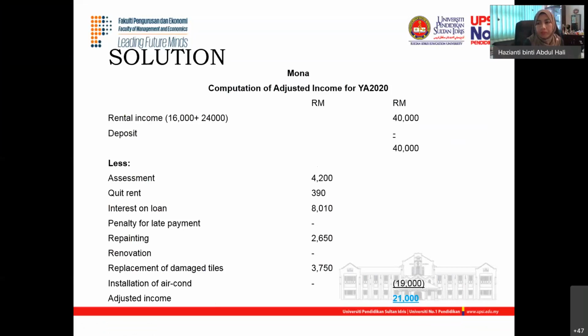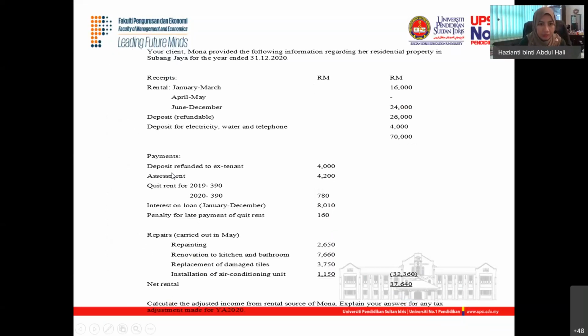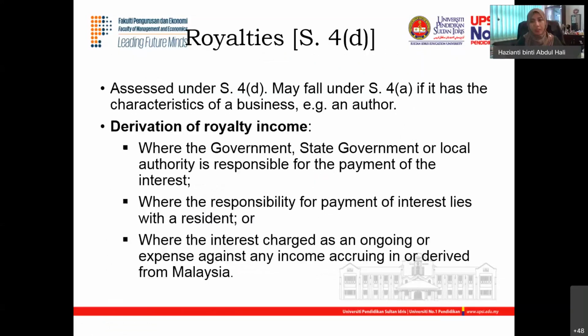No question. Okay, you all can understand. This is how adjusted income works. All types of deposit cannot be considered as income. If you look at the question here, there is a deposit refunded to the ex-tenant. So you cannot deduct it as a deduction either, because in the first place, a refundable deposit is not income. Alright, okay.